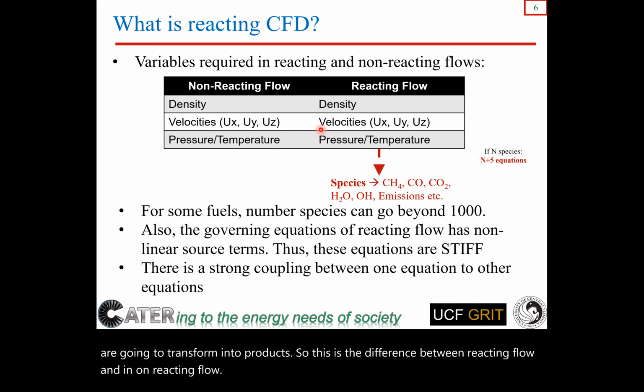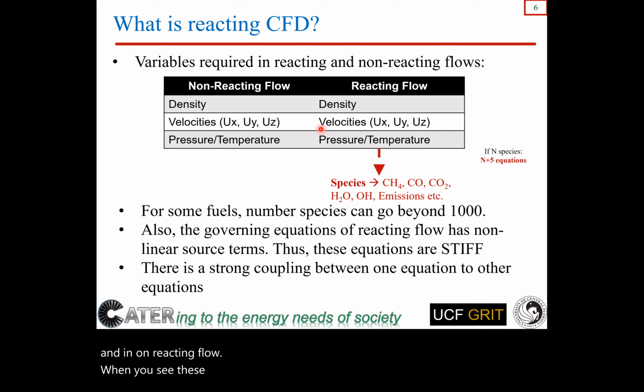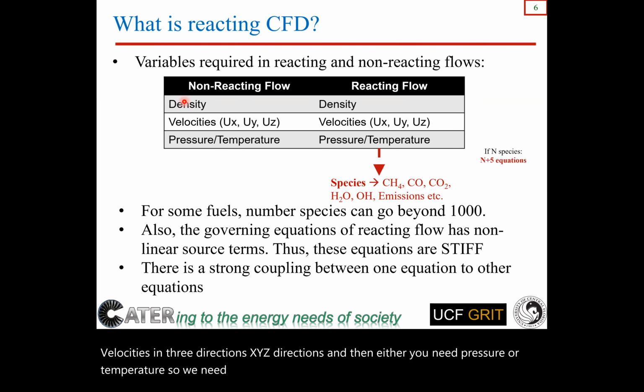When you see these two in terms of CFD simulation, here we have 5 parameters: density, velocities in 3 directions, X, Y, and Z directions, and then whether you need pressure or temperature. So we need these 5 parameters in order to fully analyze any non-reacting flow.